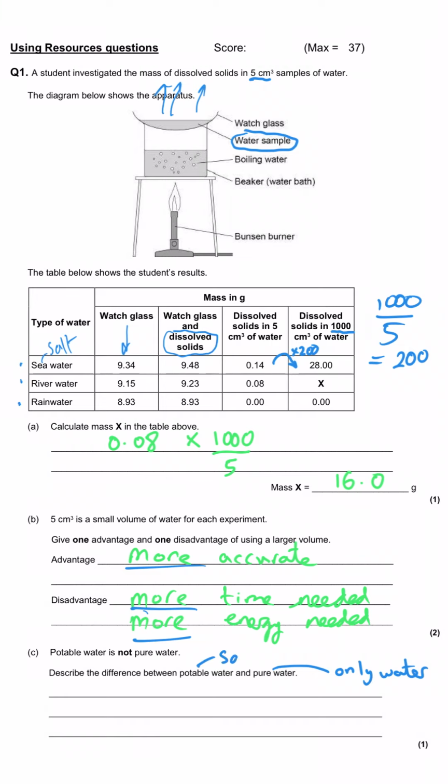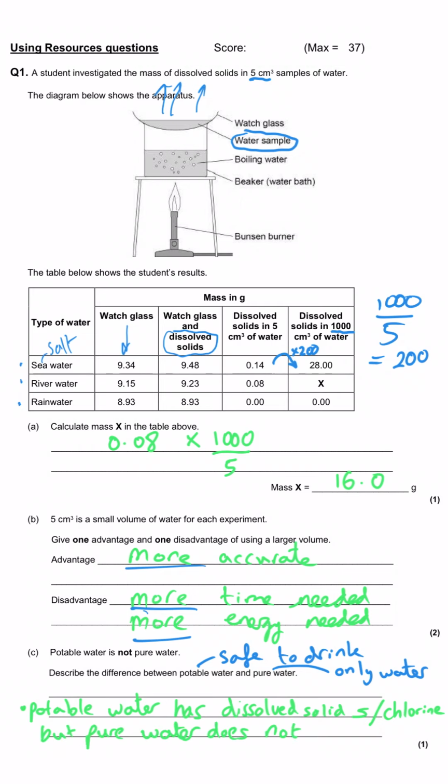And so what we're being asked now is to compare water that's safe to drink with something that is literally only water. And so our answer just needs to say, well, potable water might have dissolved solids in it, which are perfectly safe to drink, and it might also have chlorine in it that was used to make the water safe to drink in the first place, whereas the pure water won't have any of those things. Or you could say it is only water.